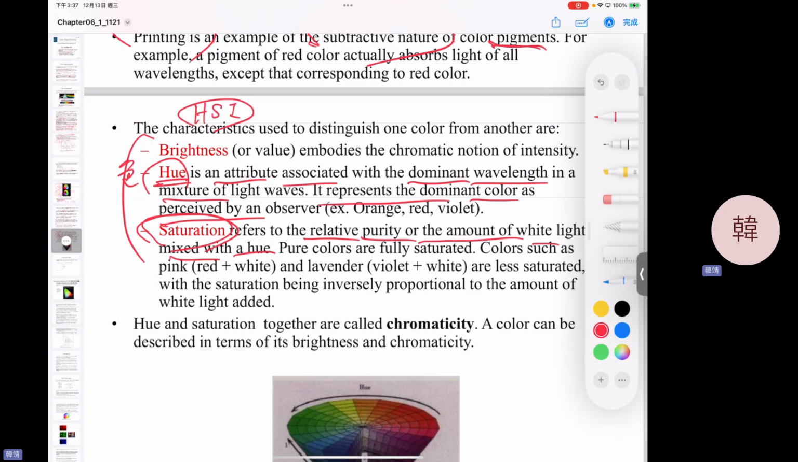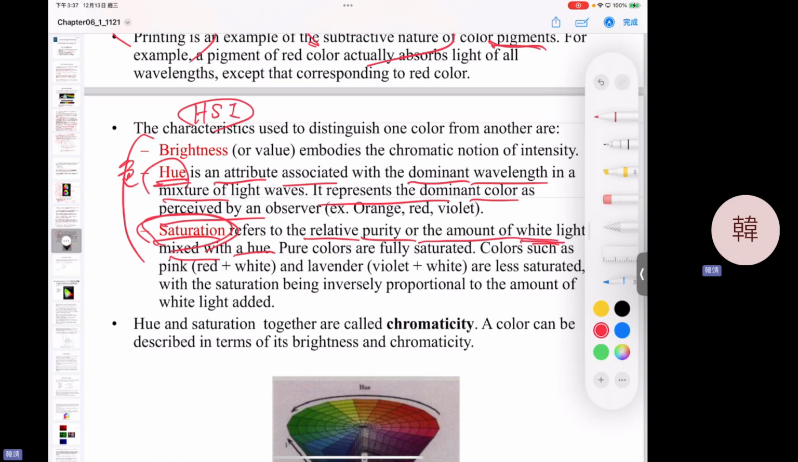Okay, it's fully saturated. If you add white light to this full saturation color and mix it together, we say we have a different saturated color. So it becomes light blue, lighter, because you add white light to it.